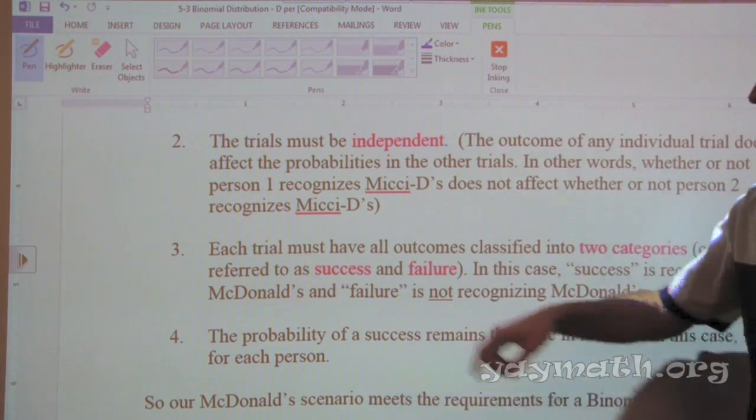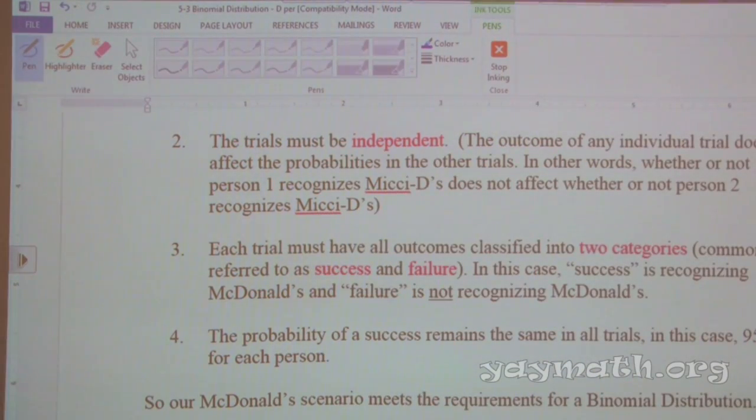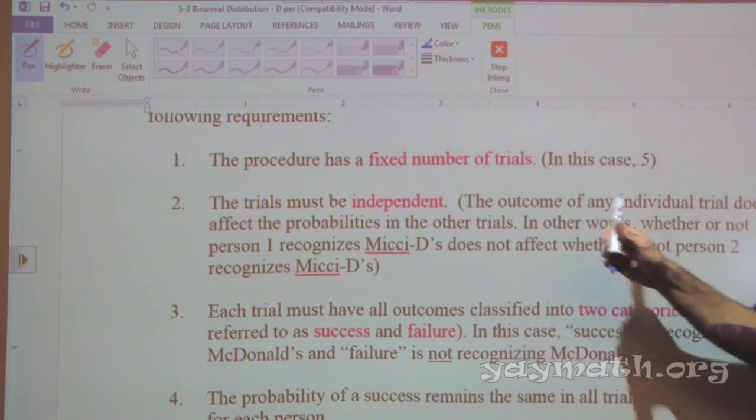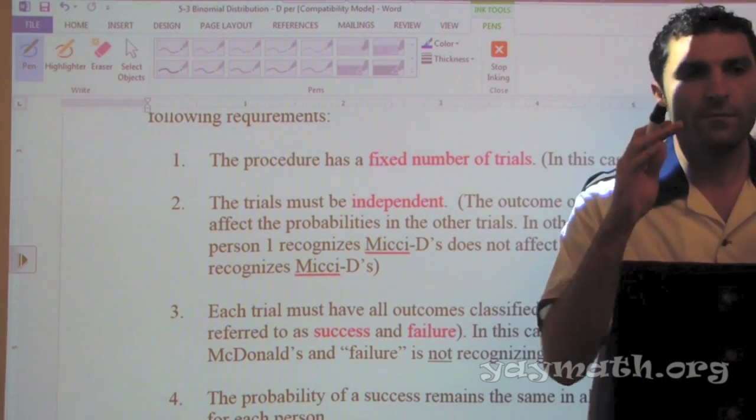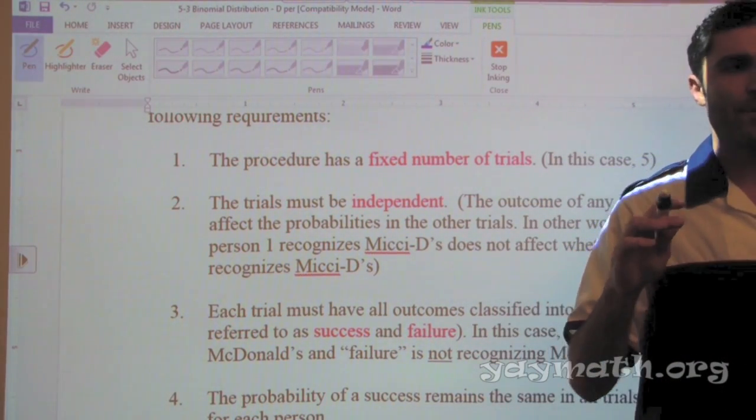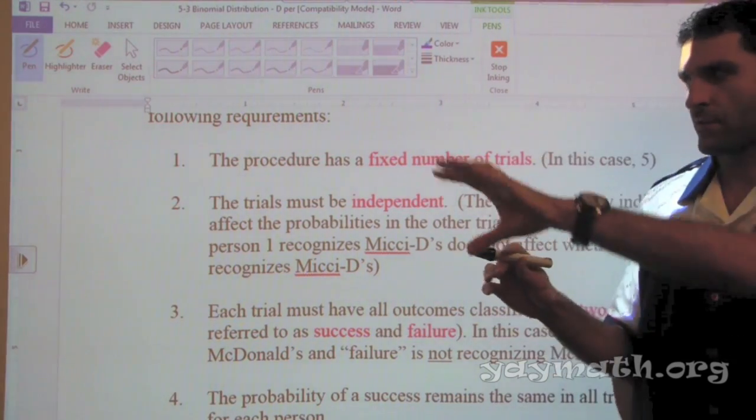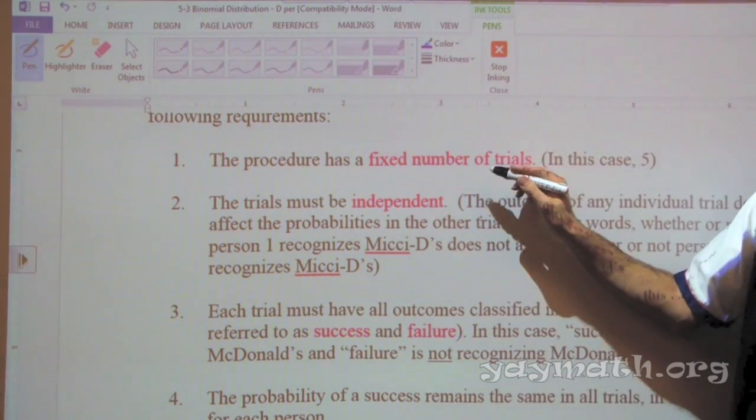Let's start with this, going in order. Fixed number of trials. So in this case, 5 people. 5 people are being selected. Person 1, person 2, person 3, person 4. That's important of a binomial.